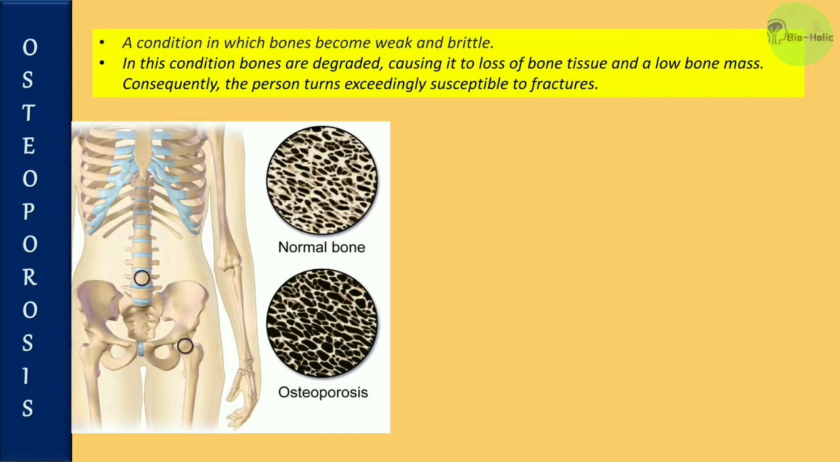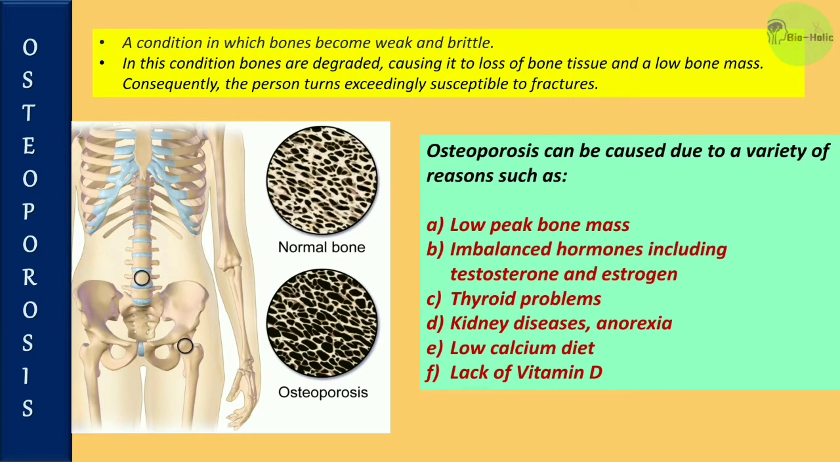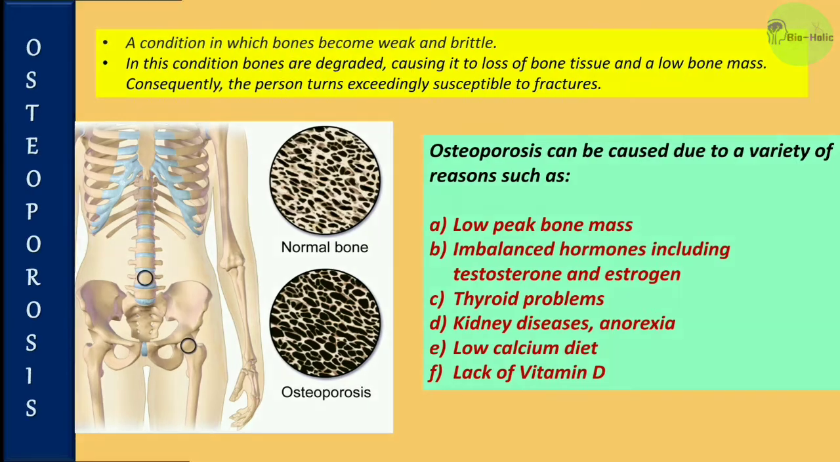Here you can see the differences between a normal bone and the bone during osteoporosis. And osteoporosis can be caused by a variety of reasons such as low peak bone mass, imbalanced hormones including testosterone and estrogen, thyroid problems, kidney diseases, anorexia, and obviously a low calcium diet and lack of vitamin D. Calcium and vitamin D are essential for proper bone development and strength of bone. So lack of calcium and vitamin D leads to weakening of the bones.